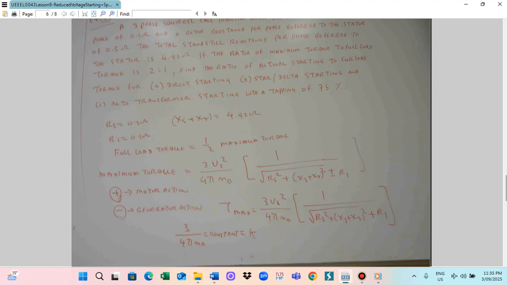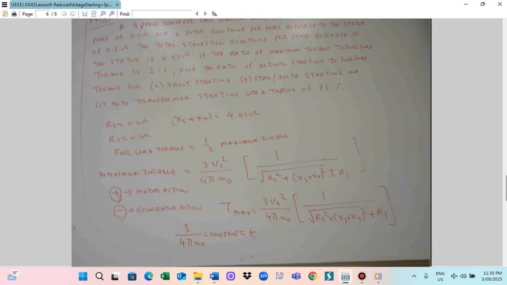So in this case, we are using the motor case. Therefore, T maxima is equal to 3Vs squared divided by 4 pi n0, multiplied with 1 divided by the square root of Rs squared plus (Xs plus Xr)² plus Rs. So this is the equation to calculate the motor's maximum torque.